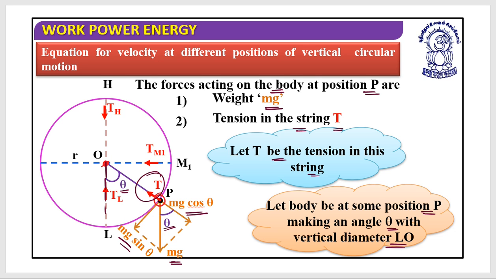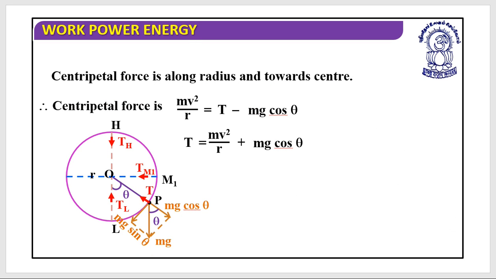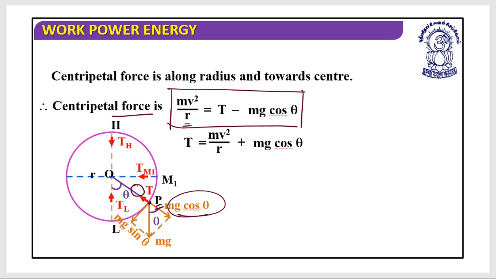Now, which are the forces acting? Let's have a look. At position P, centripetal force could be written as mv square by r, that would be equal to T minus mg cos theta. T would be acting in this direction. mg cos theta is acting in the downward direction. And the difference of these two, T minus mg cos theta, will provide the required centripetal force to move on the circular path.